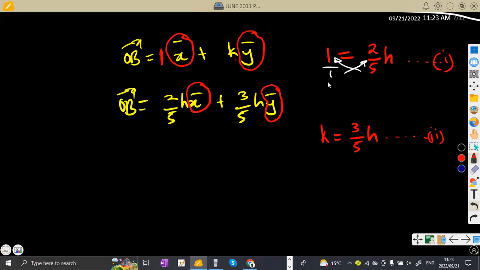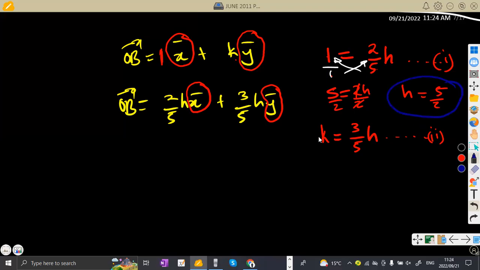So it's 5 times 1 here, which is 5, is equal to 2 times 1, which is 2h. So to find h, I can simply divide by 2 by 2. So therefore h is going to be 5 over 2. So this is vector. You can leave it as an improper fraction like that. Okay. Now I have got the value of h, which is 5 over 2.